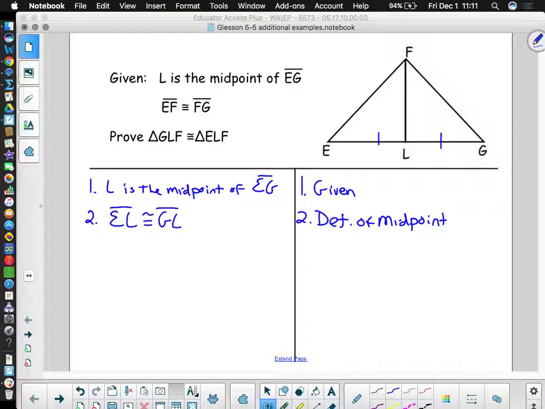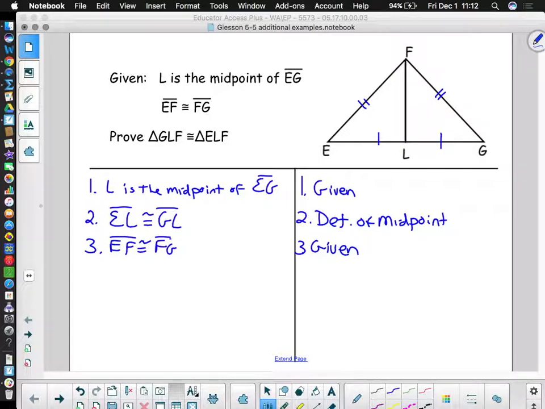Now I've got some parts congruent. I go back and I look for the next given. What's my next given? EF is congruent to FG. Now I don't have to do any work to get congruent parts there. That's a free one, right? It's a freebie. Fantastic. Now I go back to my next given, but I'm all out of givens.